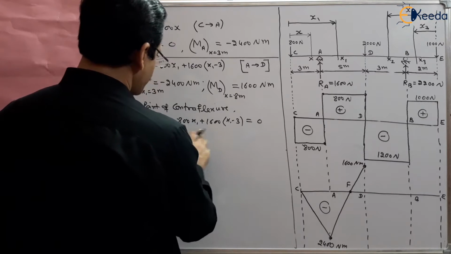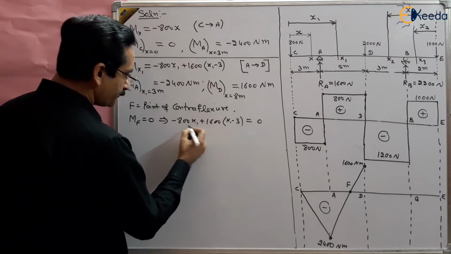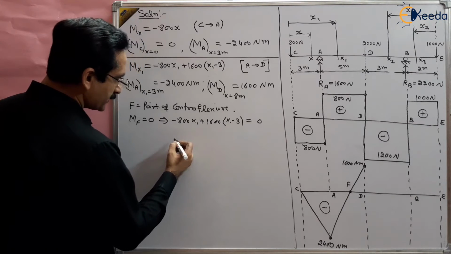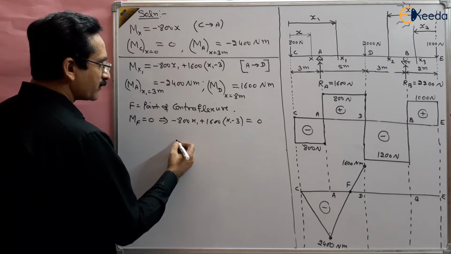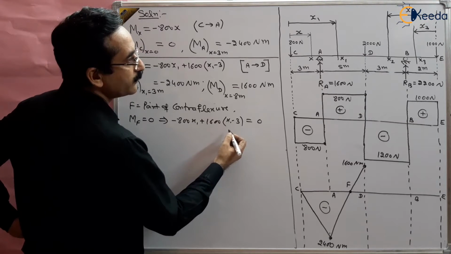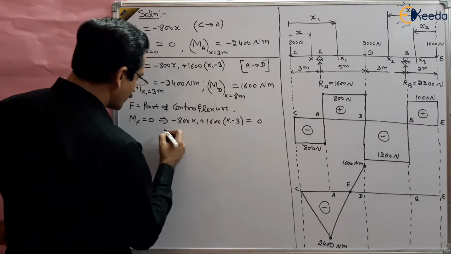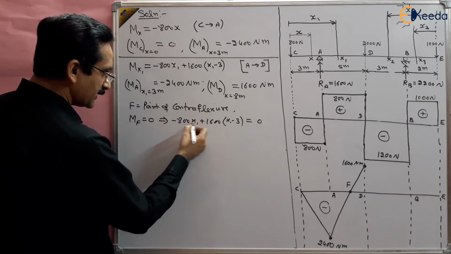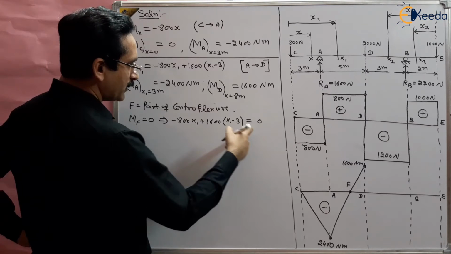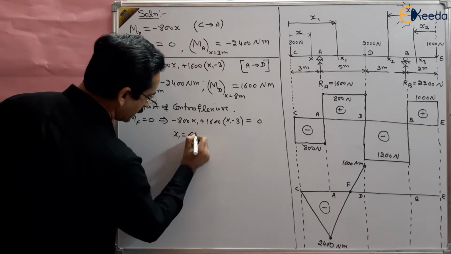So this will come out to be 800 x1 equal to 4800, so 4800 by 800. So it will come out at x equal to 6 meters. So x1 will come out to be 6 meters. You can see here, this is 800, 1600, this is 800 x1. So 800 x1 will be equal to 4800, so you will get x1 equal to 6 meters.